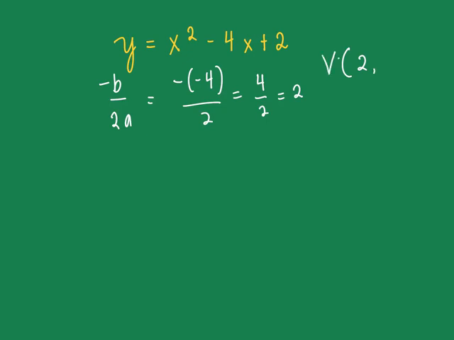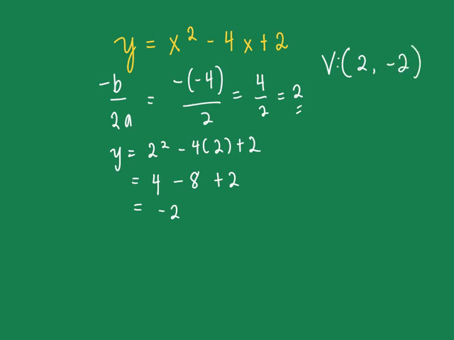Second, find the y-coordinate of the vertex. We just have to plug in 2 in the equation. So that's y equals 2 squared minus 4 times 2 plus 2, which is going to give you 4 minus 8 plus 2, which is simply negative 2. So now we have our vertex at (2, negative 2).